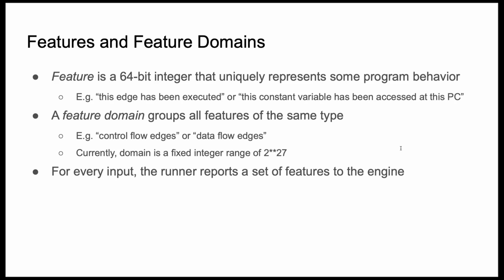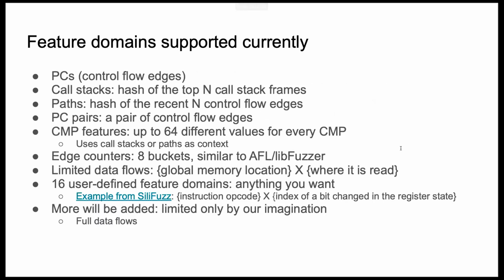So the job of the runner of Centipede is to convert an input to an array of features. It is as simple as that. Your target is now an abstract entity where you feed inputs and it produces arrays of numbers. And we currently support this number of features.